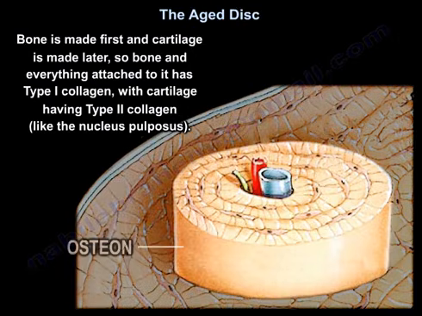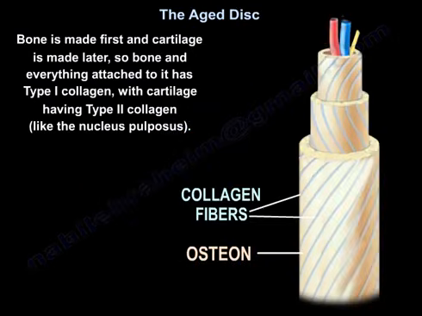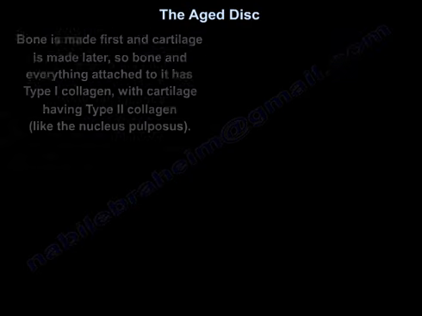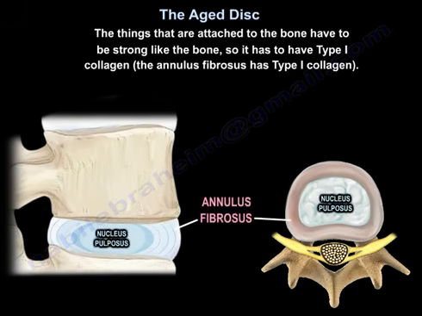Bone is made first, cartilage is made later, so bone and everything attached to it has type 1 collagen, and cartilage will have type 2 collagen. The things attached to the bone have got to be strong like the bone, so they have to have type 1 collagen. So the annulus has type 1 collagen.